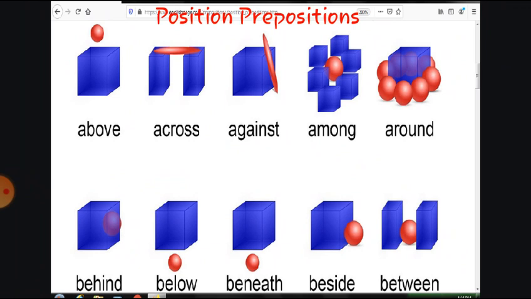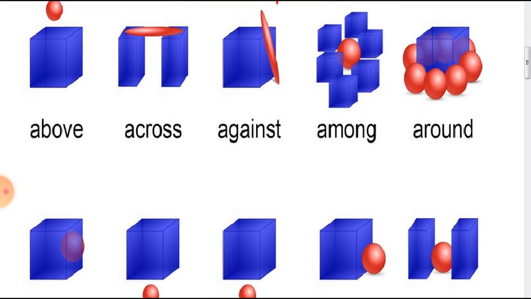Even some more prepositions are there, and they are across. So across as a preposition is used whenever something is passing or moving from one side to another side. So this is about across.